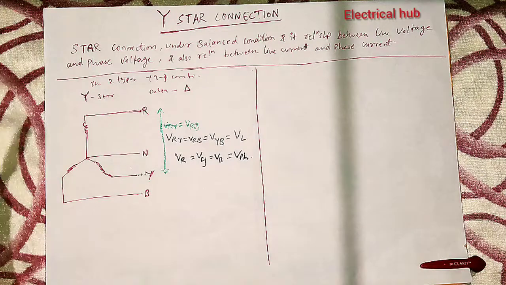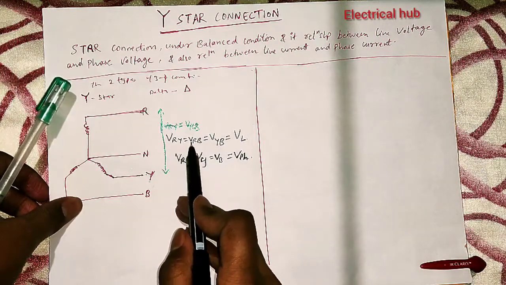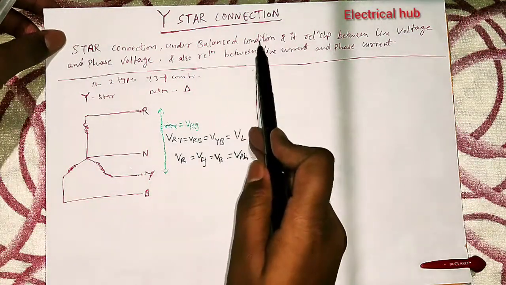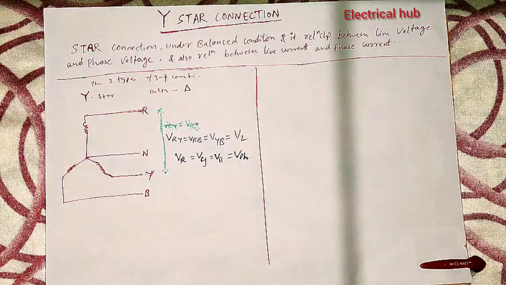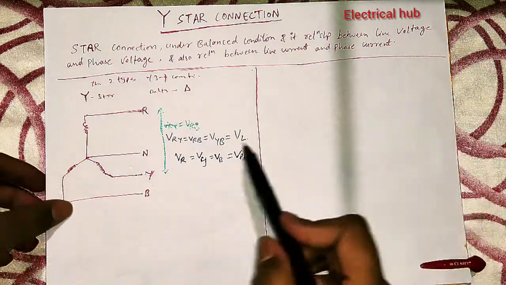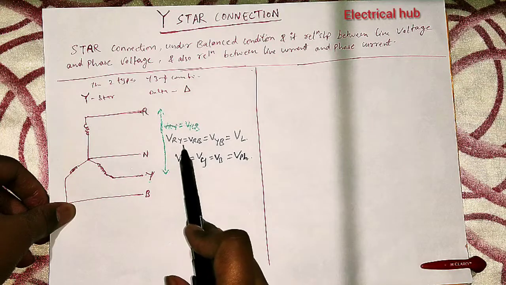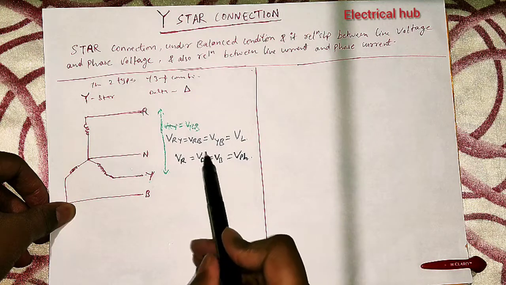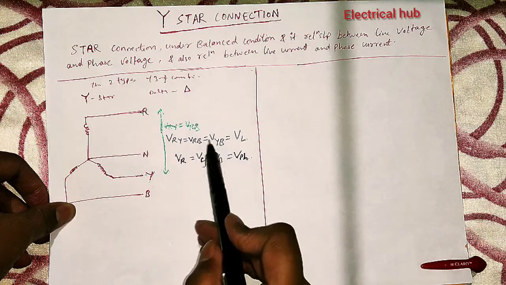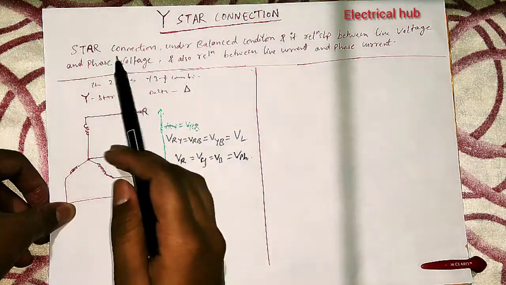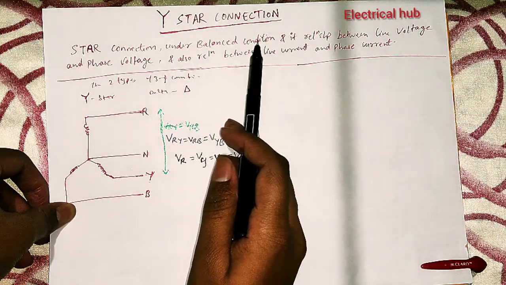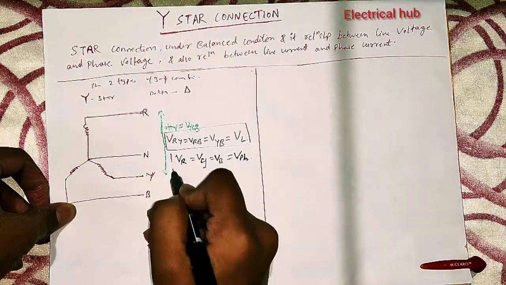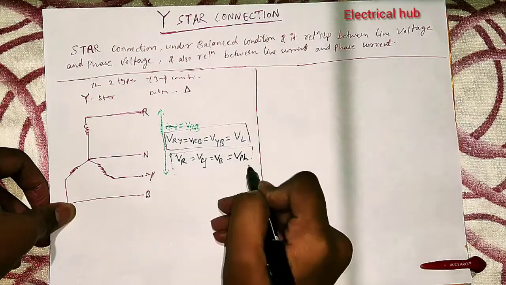And we have to understand why I have written VRY equal to VRB equal to VYB: because in the question it is written as under balanced condition, and when there is a balanced condition, the voltages VRY, VRB, VYB, or VR, VY, VB, will be equal to each other. That is why it is known as three-phase star connection under balanced condition. And this is the exact meaning of line voltage and phase voltage.